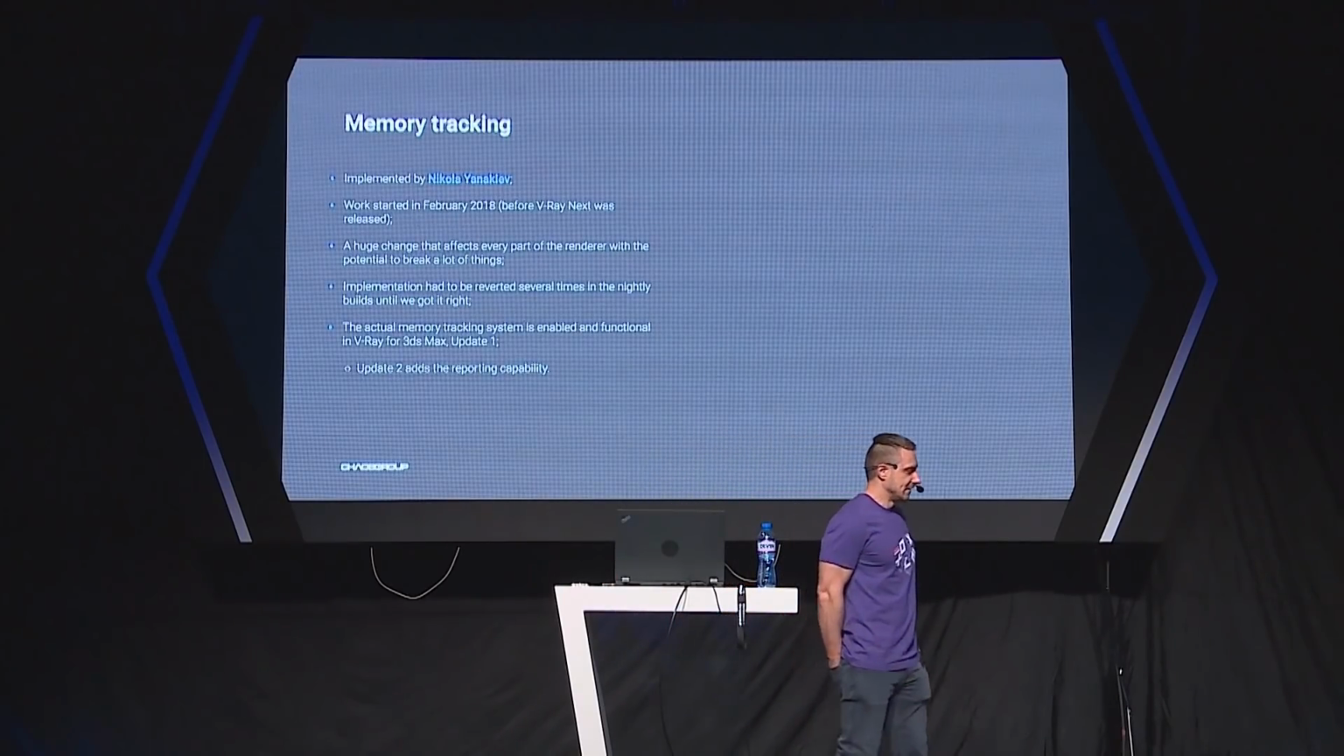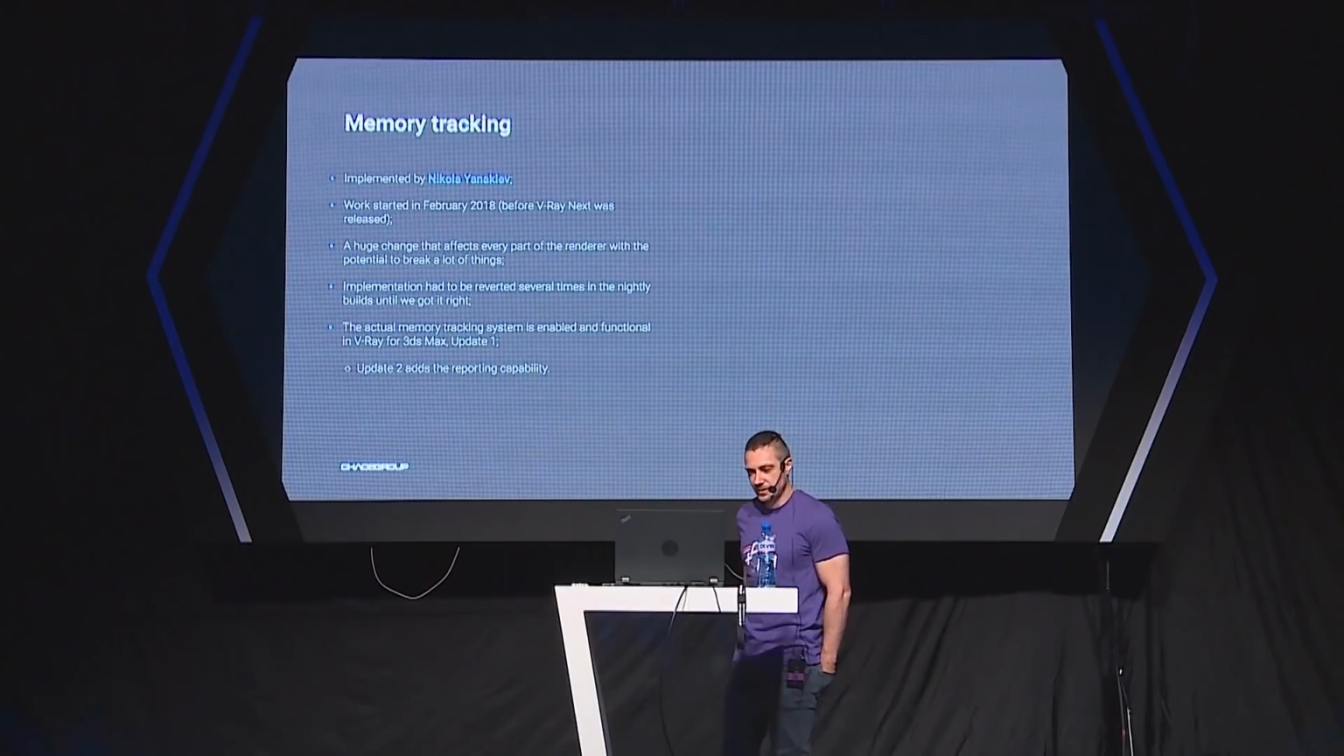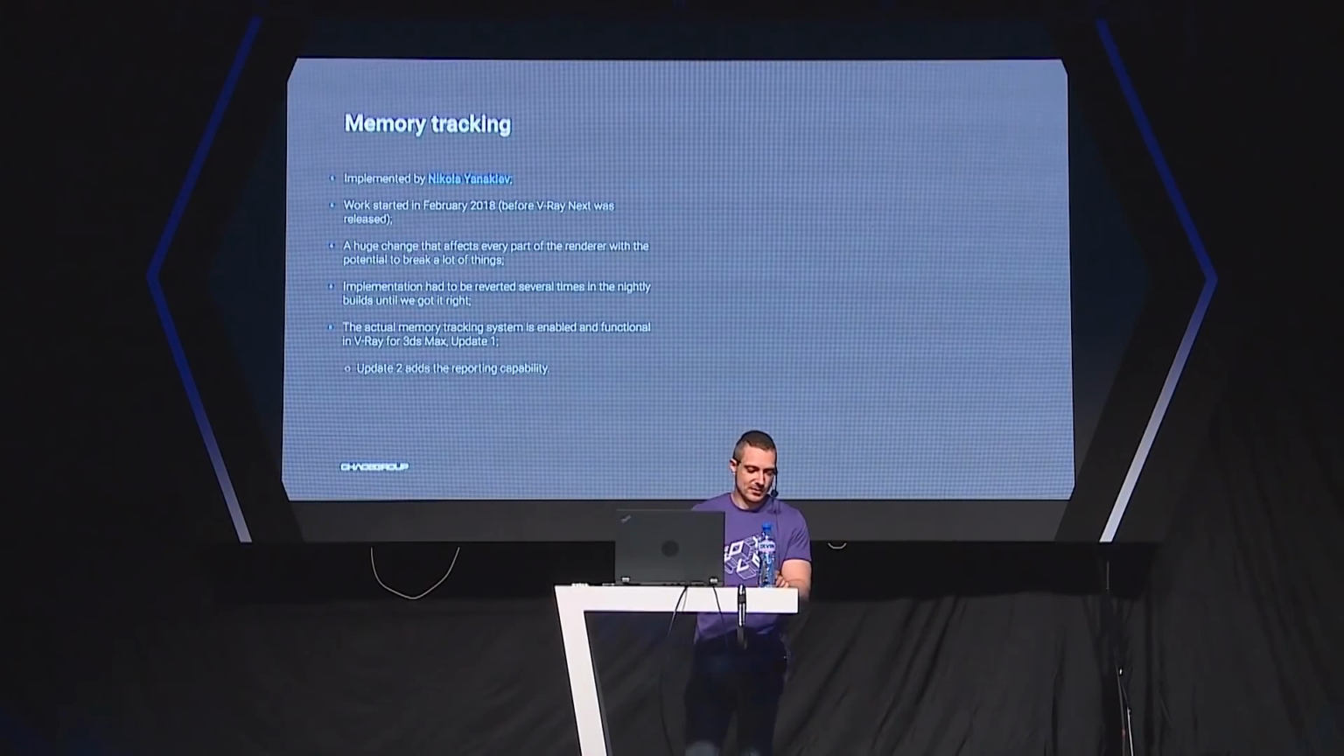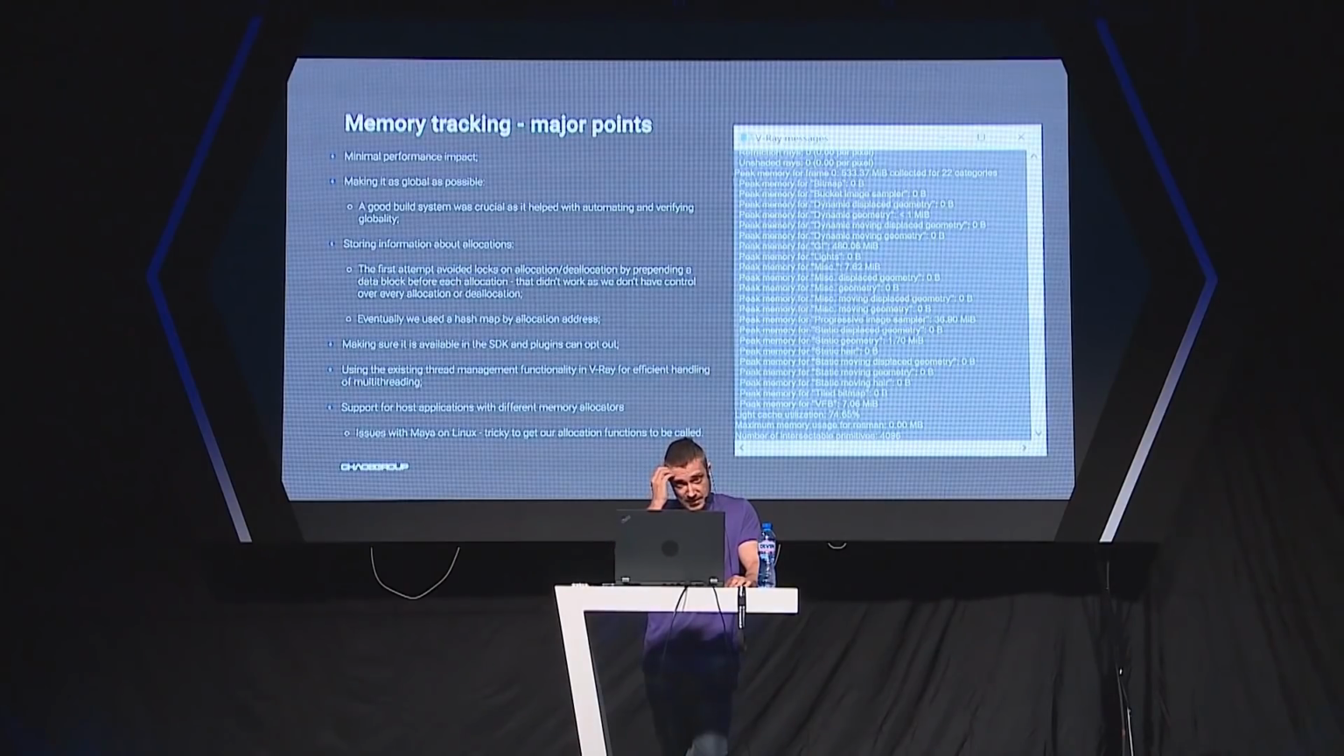Actually, the implementation of the memory tracker was included in update 2 of V-Ray for 3ds Max. So it's been there all this time, and it seems to be working fine. So now we have just added the reporting capability. The way that it looks, the most obvious thing is that at the end of the render, you get this list of memory usages for V-Ray, and the important thing is that this is peak memory usage. Like, during the render, at the moment the rendering was taking the most memory, this is what it was spent on. So it's not the memory at the end of the rendering, it's the peak memory usage.